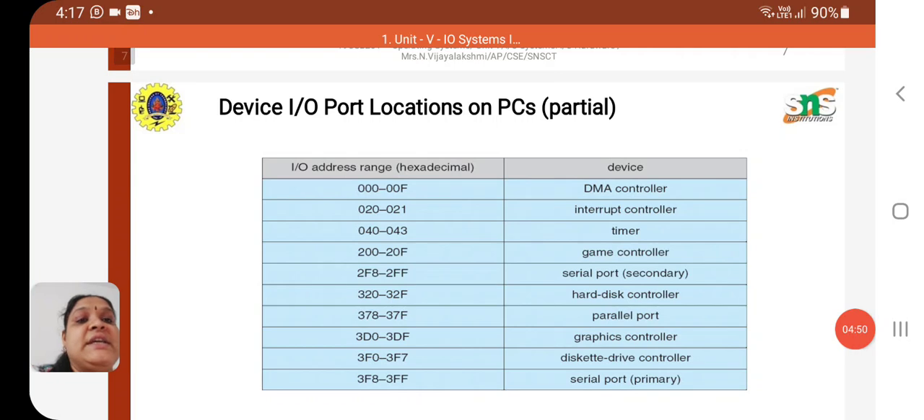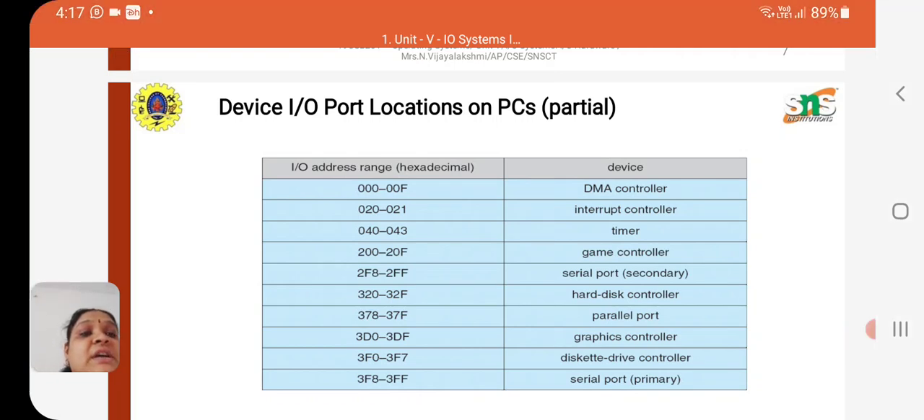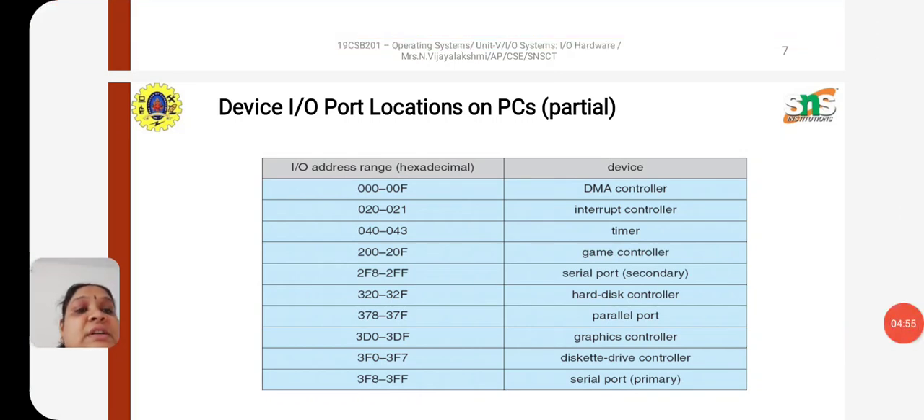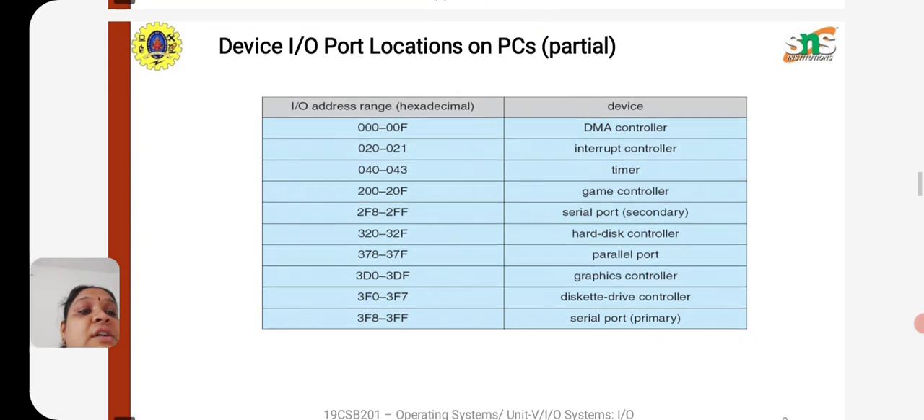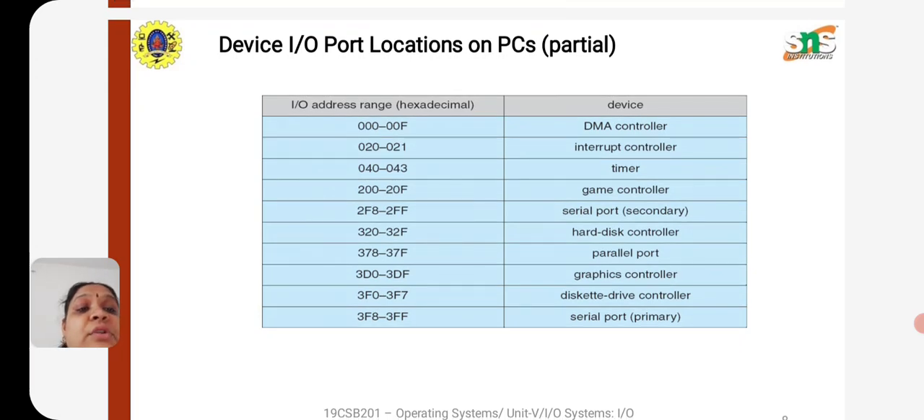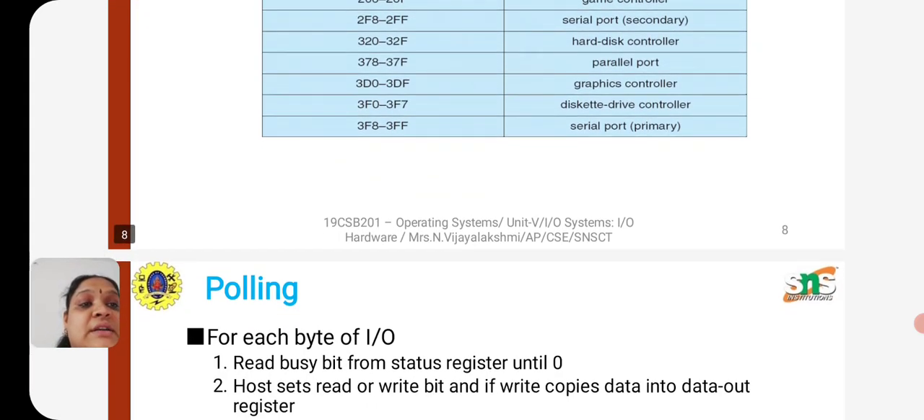So here are the port locations on a PC. If it is a DMA controller, what is the hexadecimal value or address range? If it is an interrupt controller, what is the address range? Likewise, if it is a serial port, what will be the address range?